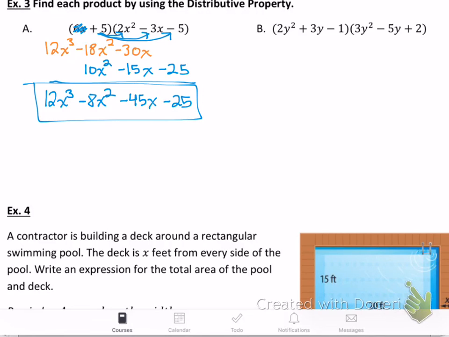Why don't you try B, which is multiplying a trinomial times another trinomial? Take a few minutes to try it and see what you end up with, and then I'll show you the answers in a little bit.